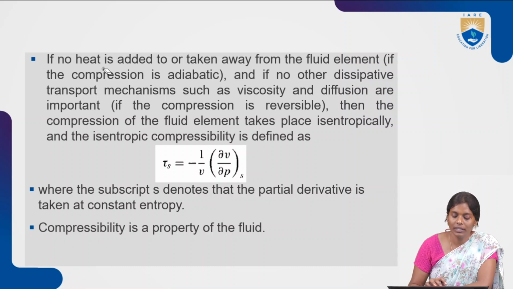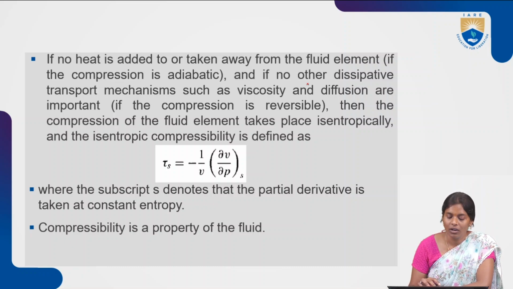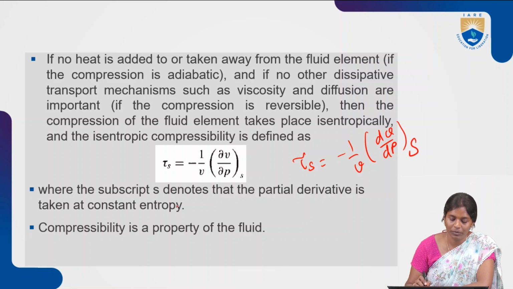Now if no heat is added or taken away from the fluid element, the compression is adiabatic. Adiabatic means no heat is added, and no other dissipative transport mechanisms such as viscosity and diffusion are important. If the compression is reversible, then the compression of the fluid element is taken as isentropic, and isentropic compressibility is defined: tau S equal to minus 1 by V dV by dP at constant S, where S denotes the entropy.